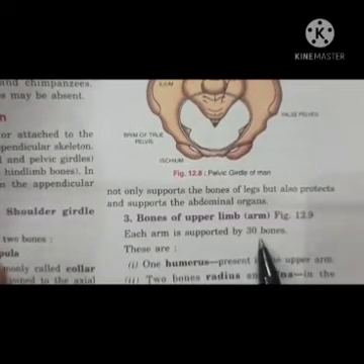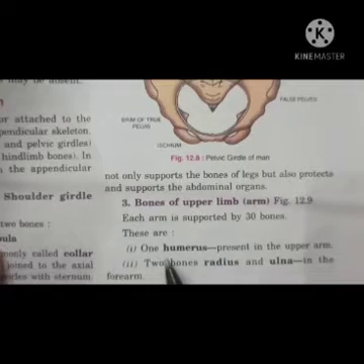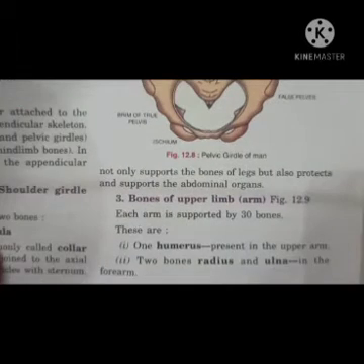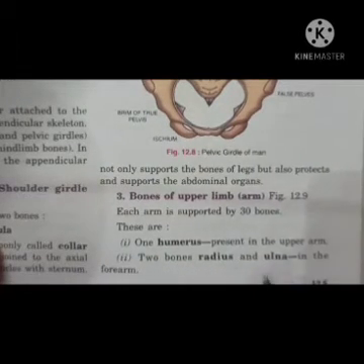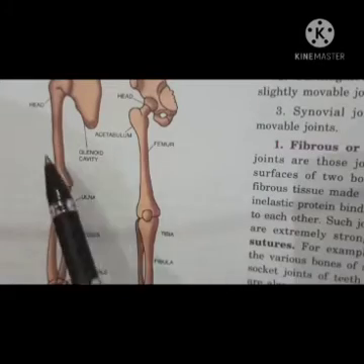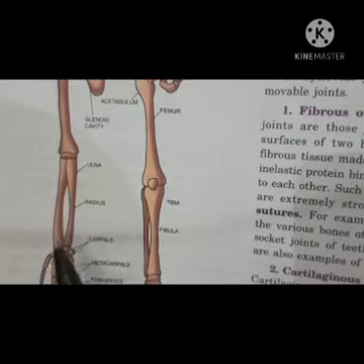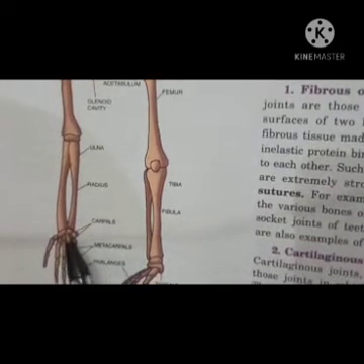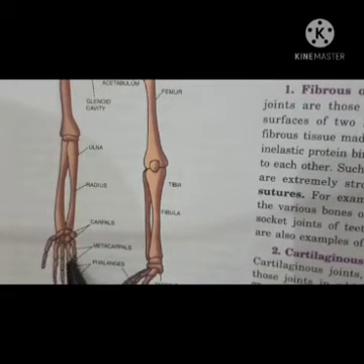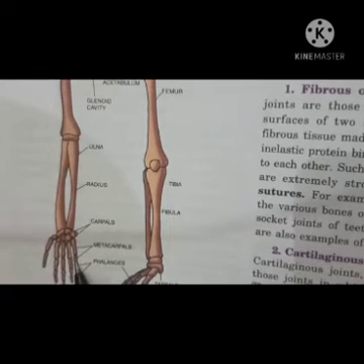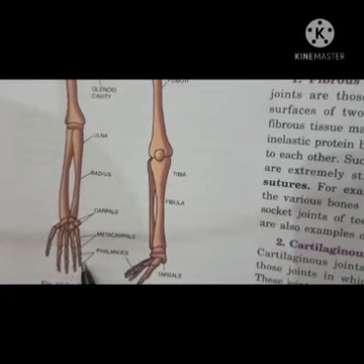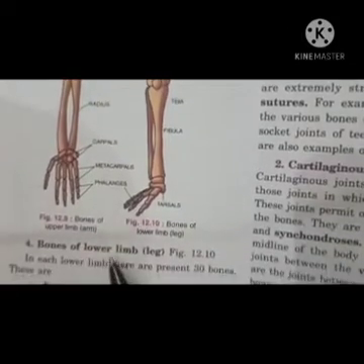Now next is your bones of the upper limb or arm. Each arm is supported by 30 bones. First is your what? 1 humerus. Second, 2 bones, radius and ulna. This is your humerus, then is your radius, and second is your ulna, right? Then there are 8 carpals. Then 5 metacarpals, right? And 14 phalanges, that is your finger bones. And these total how many phalanges? 14 phalanges.